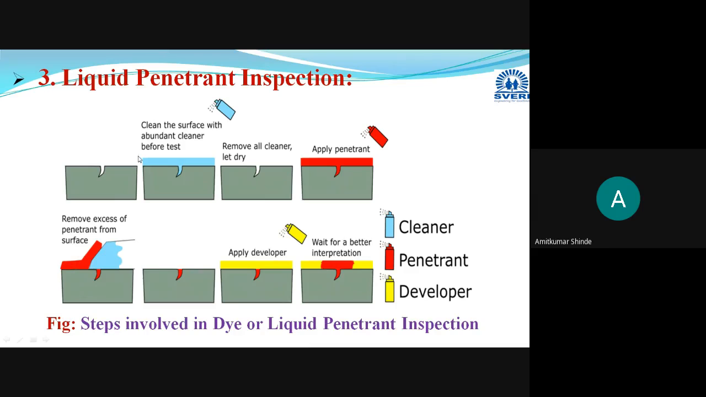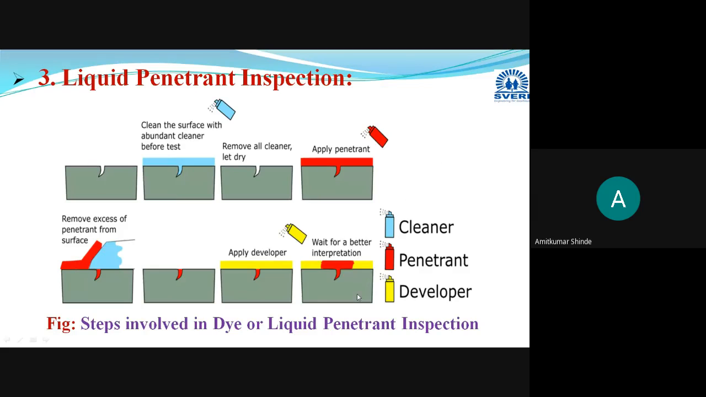First stage is cleaning, and second stage is drying. Here the suitable cleaner is used. Then third stage is application of the penetrant. Then fourth stage, removal of excess penetrant. And fifth stage, application of the developer. And in the sixth stage, interpretation, or you can say identification of the flaws or defects.